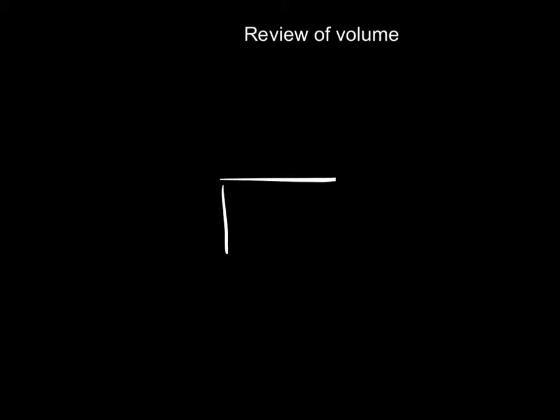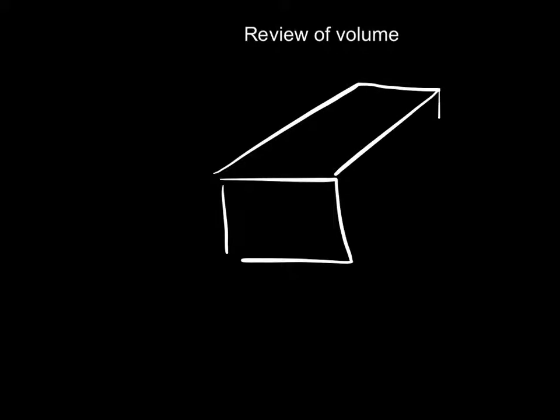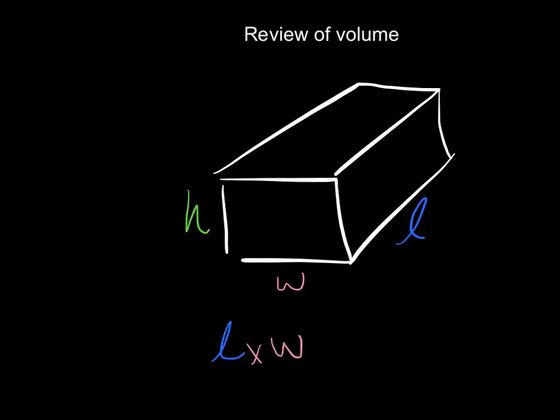To review, volume is the space an object takes up in three-dimensional space. With area, we multiply length and width to find how much flat space an object takes up. With volume, we have to multiply by the third dimension, height, to find out how much 3D space an object takes up. So the formula to find the volume of any rectangular prism is length times width times height.